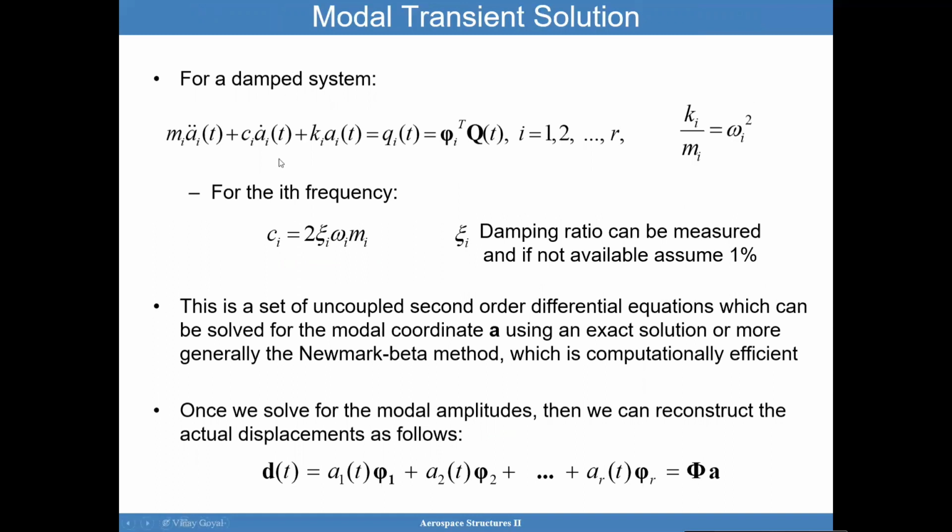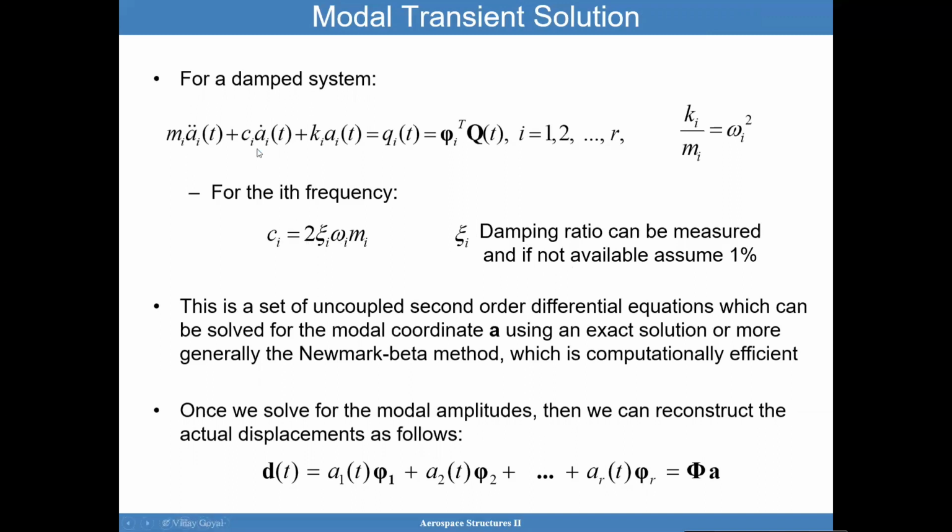And so the other thing I want to point out here is that for a damped system, you can add this term right here. For the ith frequency, you can directly specify the damping ratio. If it's not available, you can assume 1%. It's a good approximation. Omega can be quickly calculated, so that's that. So all this is known. Mass is known, K is known. This is known. It's fully decoupled now. Mathematical miracle.